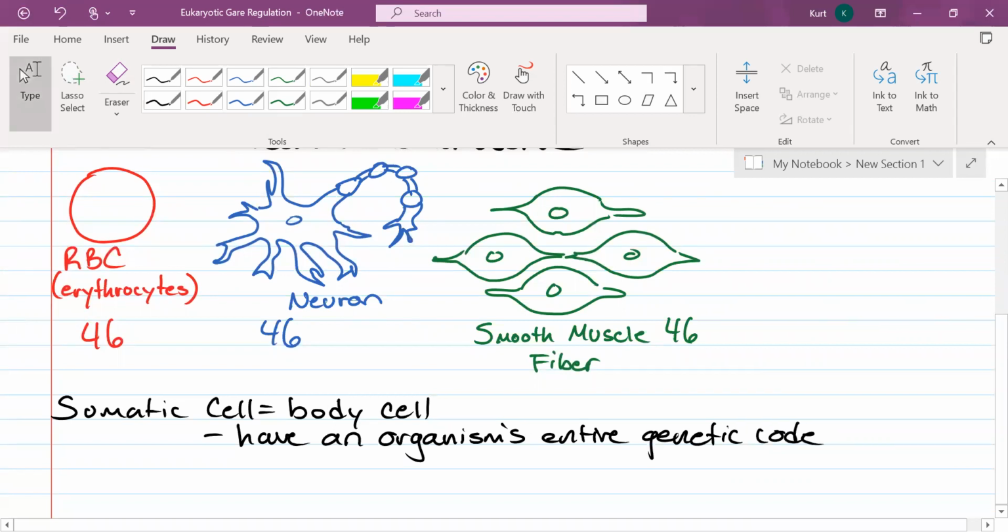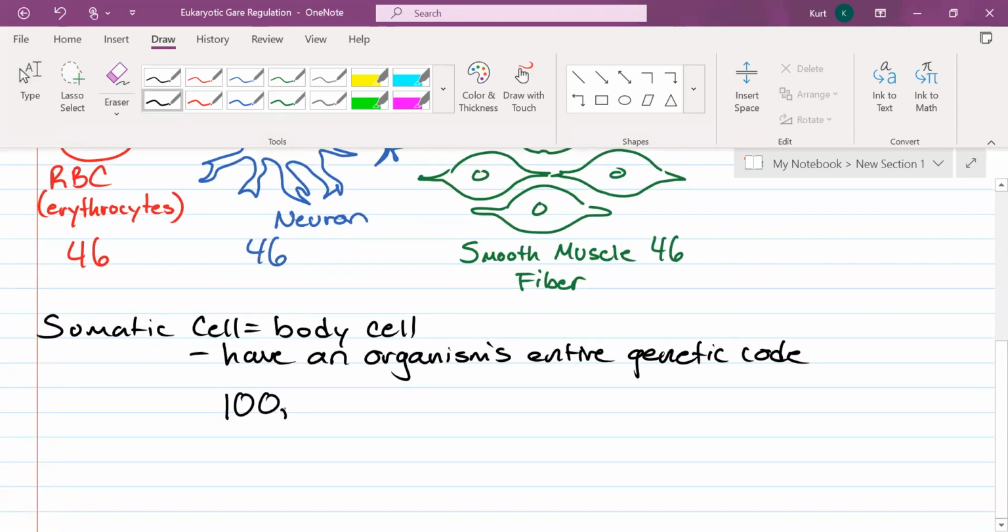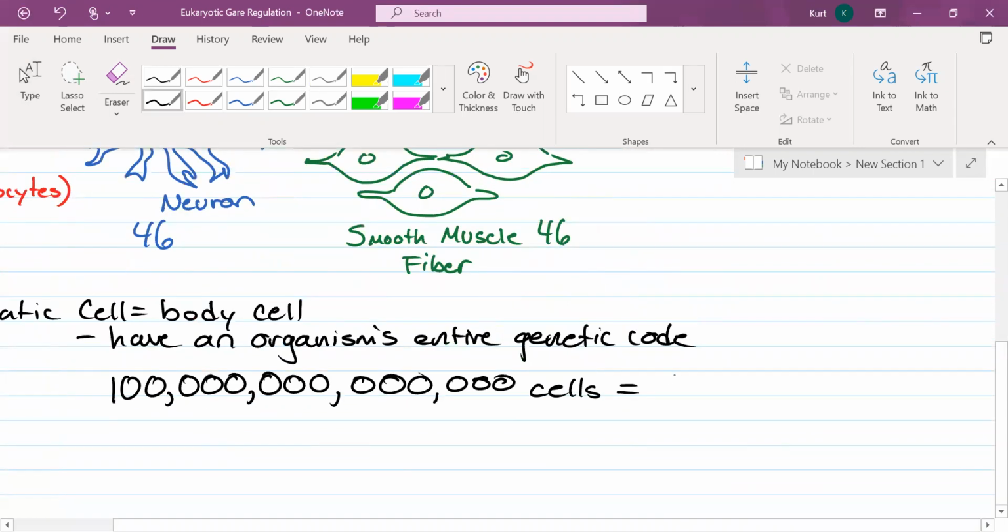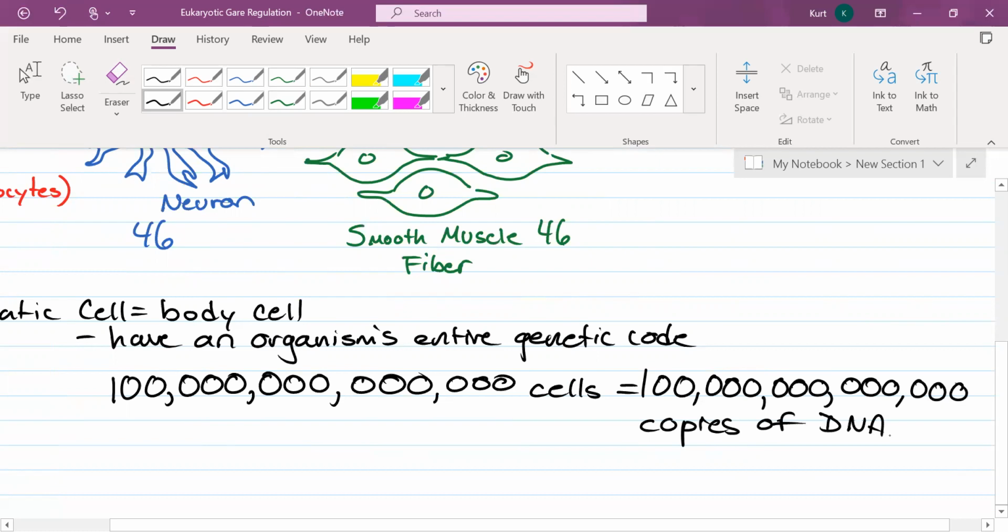So, Hannah, if I were to tell you that you have 100 trillion cells, how many copies of your DNA do you have? Yeah, you have 100 trillion copies of your DNA. Every single somatic cell in your body has all of your DNA.